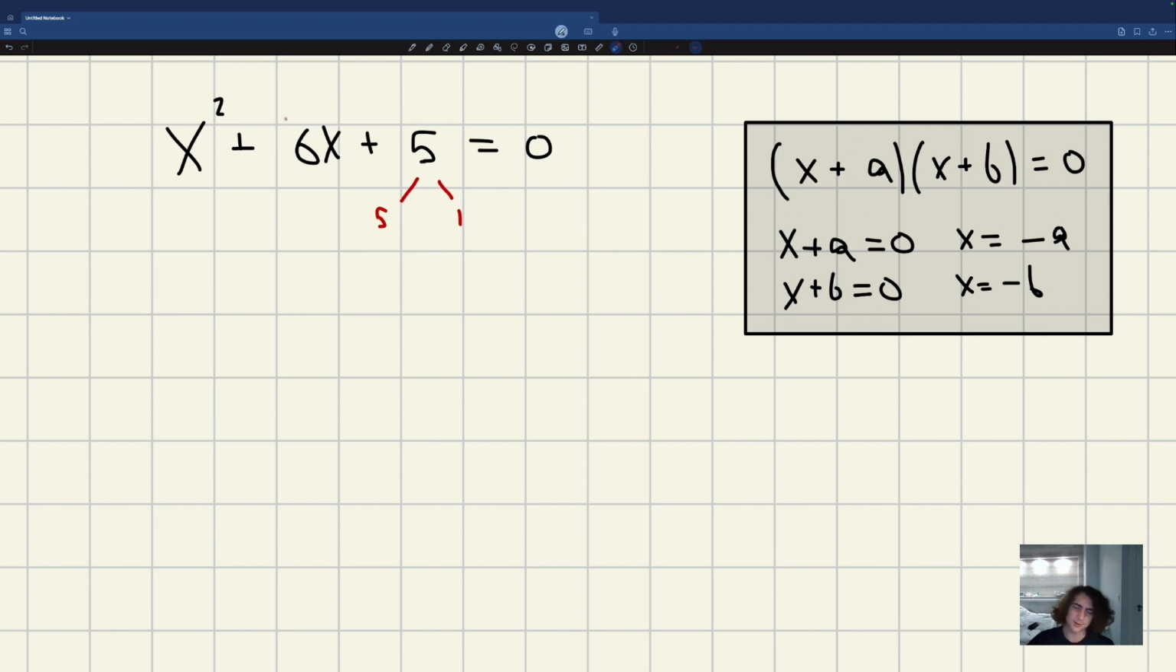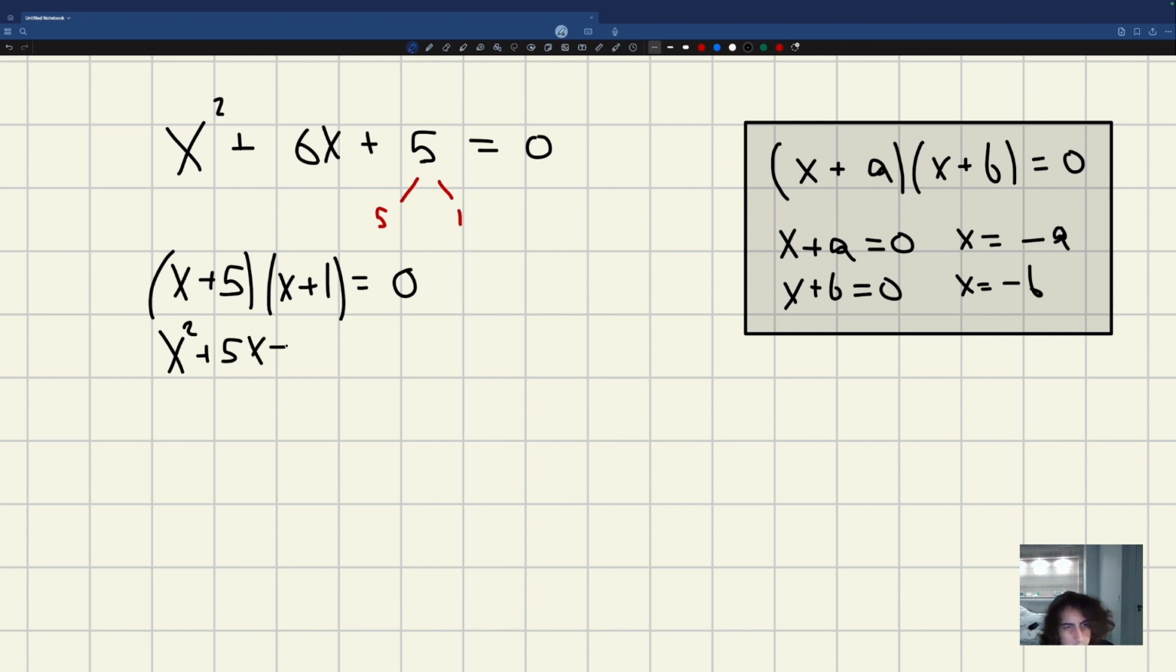I will explain where this is coming from a bit later. So if you are confused right now, don't worry, I will cover why this is so in a few minutes. So we can just say that x plus 5 times x plus 1 equals 0. Now this is very easy to check, because you just expand the brackets. So you get x squared plus 5x plus x plus 5, which is x squared plus 6x plus 5, which is identical to this.